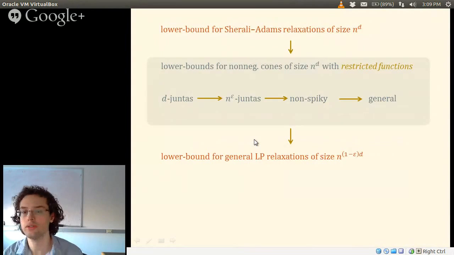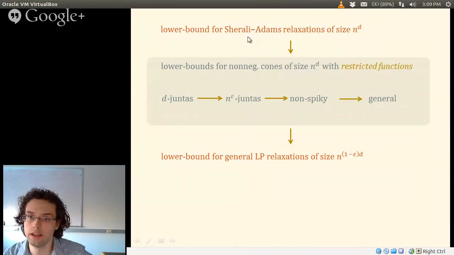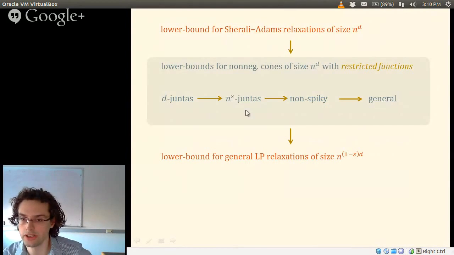So this is the overview of what we saw. We wanted to go from Gerard Adams realizations to general realizations. We saw that Gerard Adams corresponds to juntas, d-juntas, small juntas. We saw that general realizations correspond to cones generated by general non-negative functions, and we interpolated between the two kinds of cones.